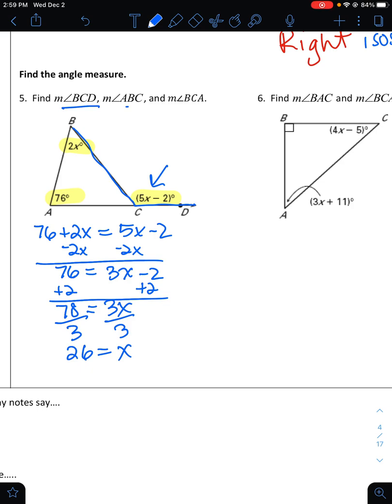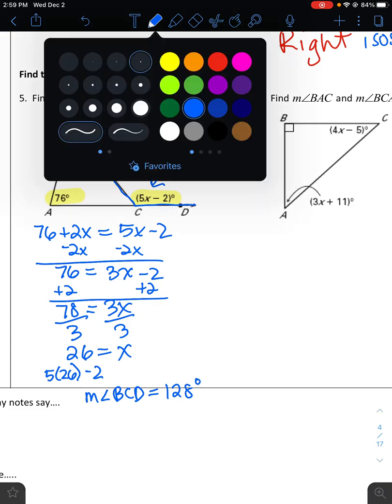Okay, so now I really want the angle measure. So I'm going to plug it into that angle. So I'm going to do 5 times 26 minus 2. So 5 times 26 minus 2 is 128 degrees. So I've got that the measure of angle BCD is equal to 128 degrees. Okay, ABC.